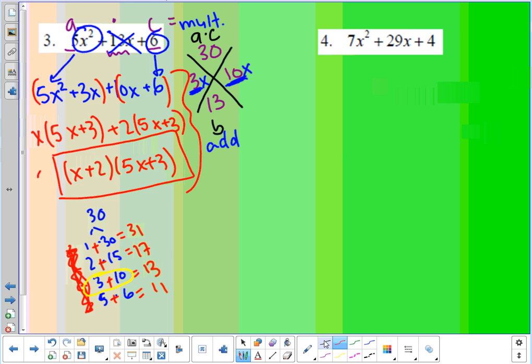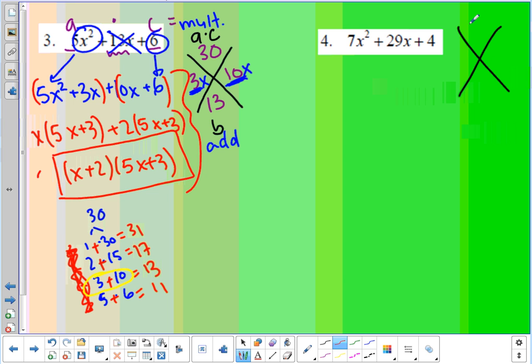So let's start with number 4. I have a trinomial, 3 terms. I start by finding a GCF. 7, 29, and 4 have no common factors, and since the 4 doesn't have an x, I can't take out an x. So I'm done with GCF. Now I set up my factor x. Factor x is going to look like this.